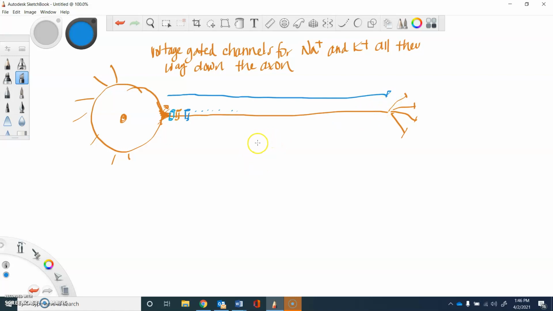When every single voltage-gated channel has to open, that is called continuous conduction. So that means every single voltage-gated channel opens and closes along the axon. So that seems not very fast.